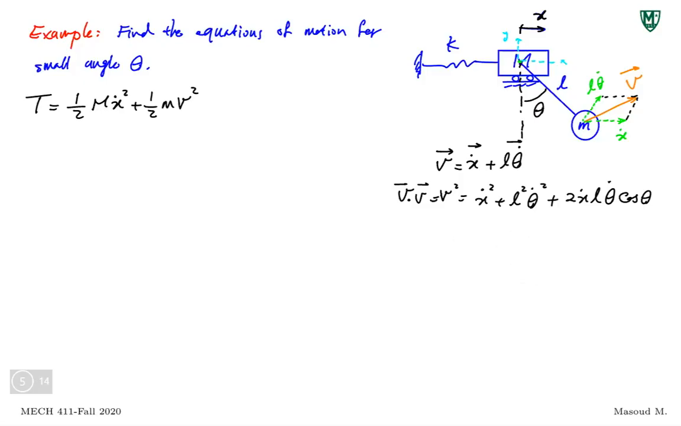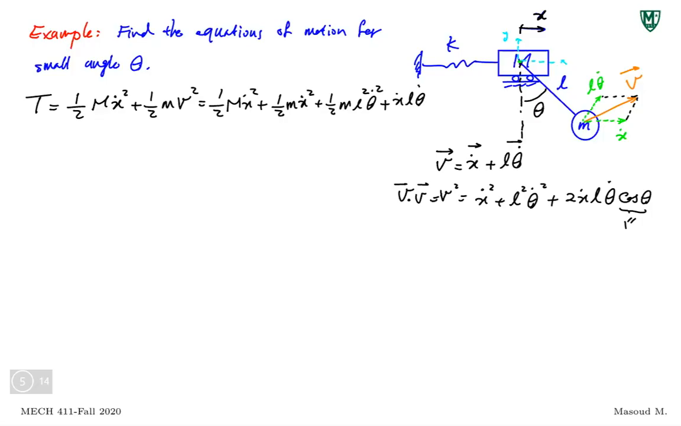A little bit of background math. x dot L theta dot cosine theta. Now we're assuming, as we said, a small angle theta, so this cosine theta is almost 1. So we can write that as 1 over 2m x dot squared plus 1 over 2m x dot squared, I'm plugging in v squared, plus 1 over 2m L squared theta dot squared plus x dot L theta dot.